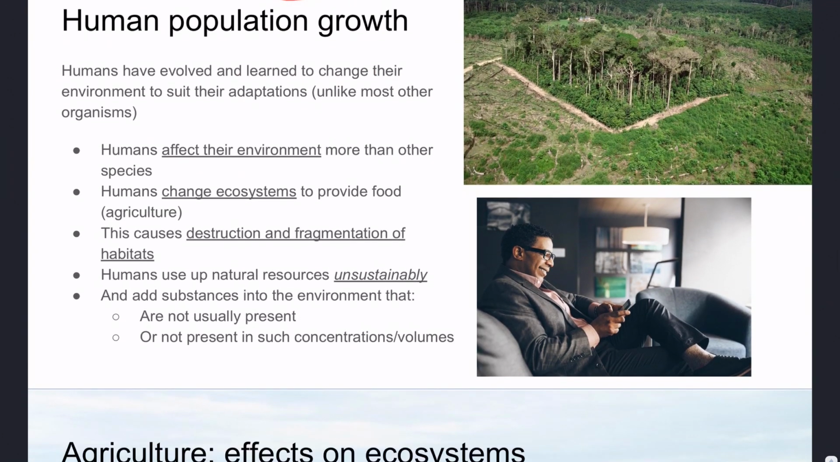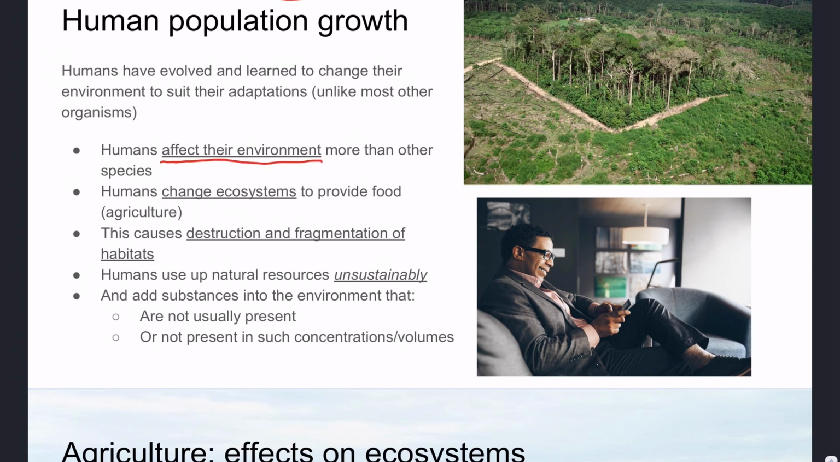Okay, so next we zoom in on those different things, and we start with human population growth. Remember, there were those three things: human population growth, agriculture, and climate change.